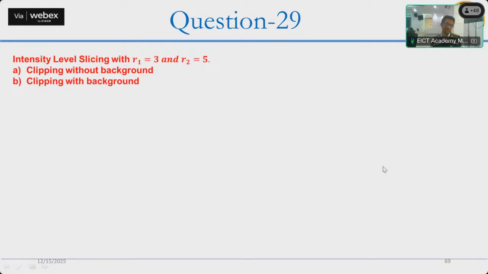So this is intensity level slicing. Remember, here we are saying two values are there. Earlier T(r) was only a one-dimensional function. Now it is a two-dimensional function, R1 is there and R2 is there. It is clipping without background, and there is also clipping with background.